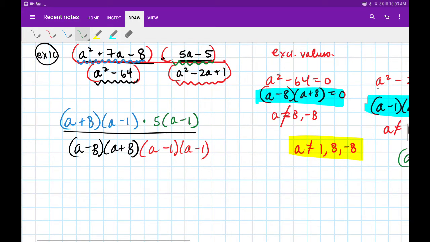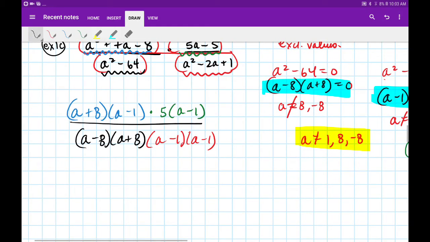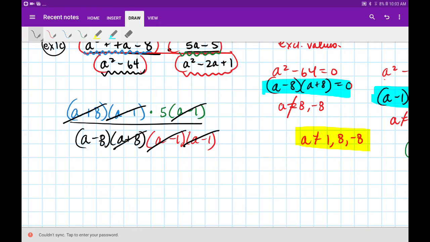Okay, now we're fully factored, so we can cancel things out. This is the fun part, right? So I have an a minus 1. Oh, darn. Okay, that was a mistake. So I have this a minus 1 that can go with this a minus 1, right? Oh, and then I have a second a minus 1 that can cancel with that one there. And then we have a plus 8 that cancels with a plus 8. And we're done. That's all we can do.